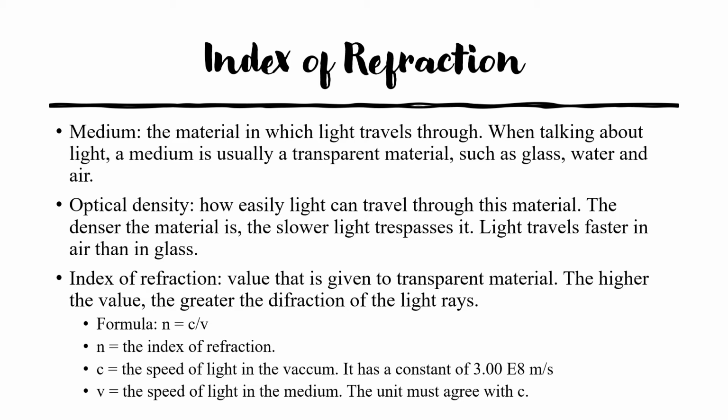So in order to find the index of refraction, we have our formula right there. We have N equals C divided by V. N is going to represent the index of refraction. C is the speed of light in the vacuum. It has a constant of 3 exponent 8 meters per second. And of course, we're going to have letter V, which is the speed of light in the medium. The unit must agree with C.